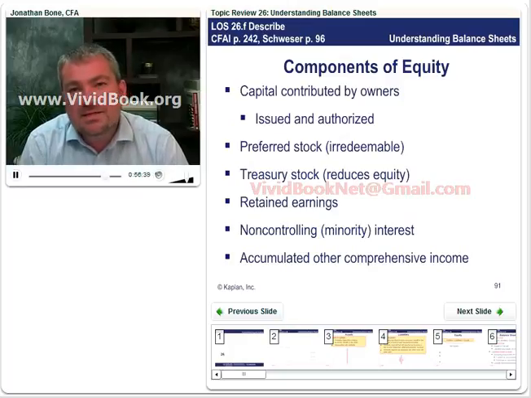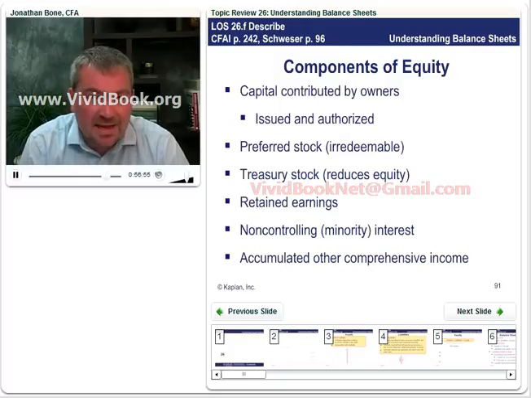authorised, which is the total amount of shares that the company can issue without needing to increase its authorised share capital. Once you hit authorised share capital, once issued equals authorised, in order to issue any future shares, the company would need to go back to its shareholders and get them to agree via a vote to increase the level of authorised share capital.